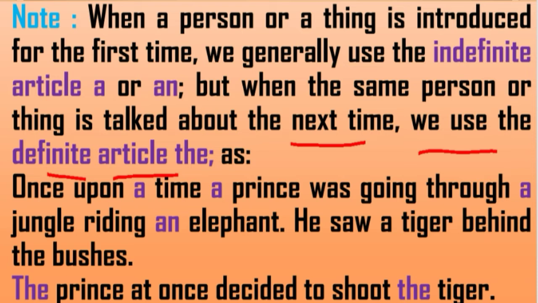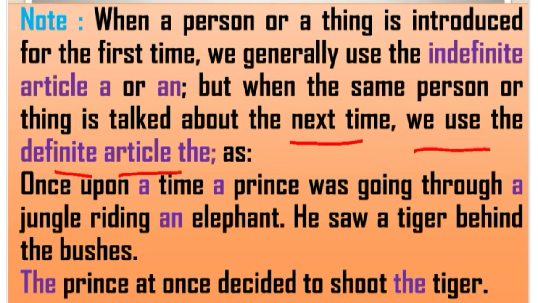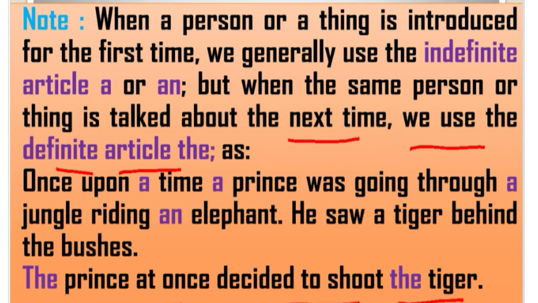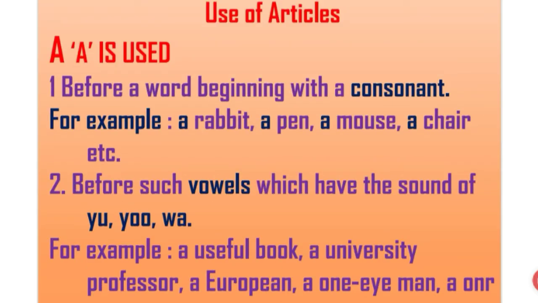Once upon a time a prince was going through a jungle riding an elephant. He saw a tiger behind the bushes. The prince at once decided to shoot the tiger. Now see, we are repeating it a second time. The prince at once decided to shoot the tiger.